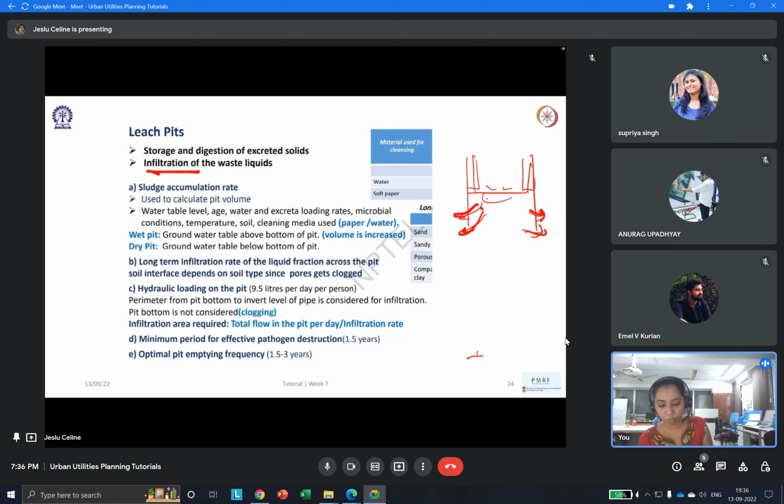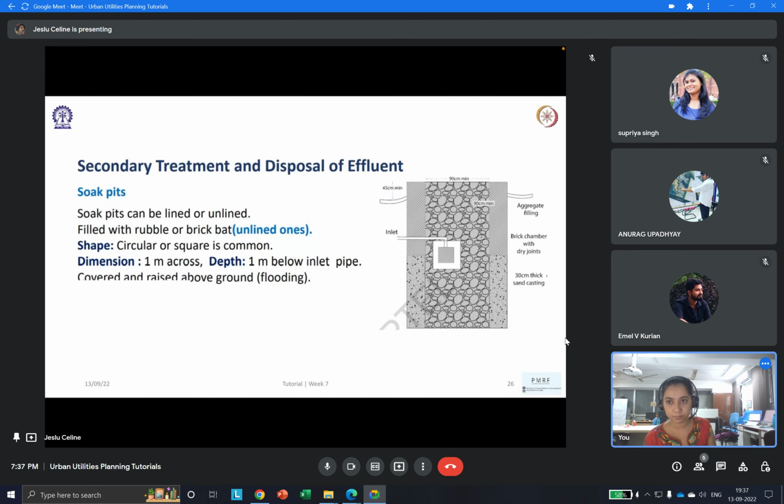We've also learned that there's a wet pit and a dry pit for this. This is from the lecture. We have already discussed all this. The point is that leach pit is a standalone system or an on-site system, and it is not an off-site system. And we also have secondary treatment like soak pits, and one of the options was soak pit.